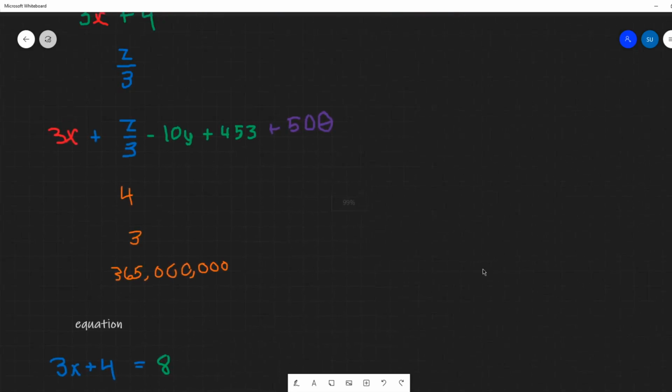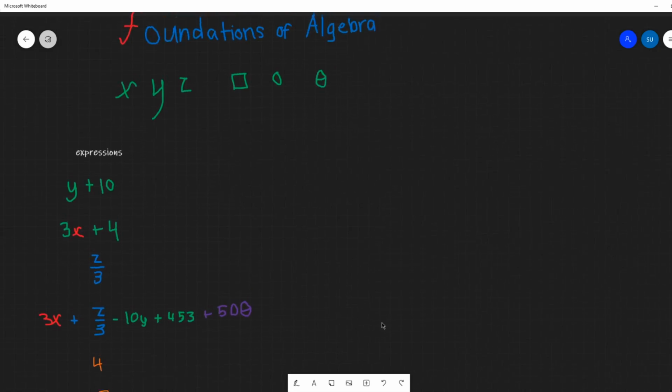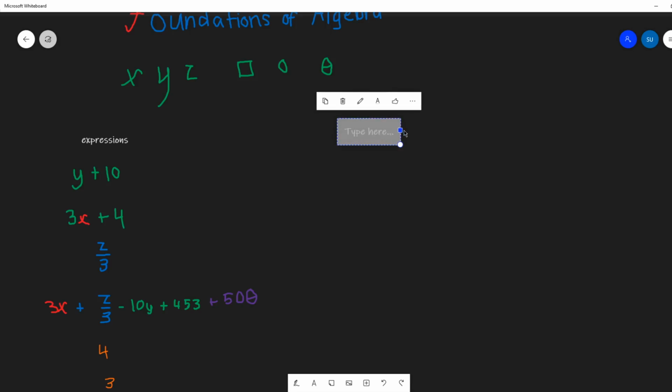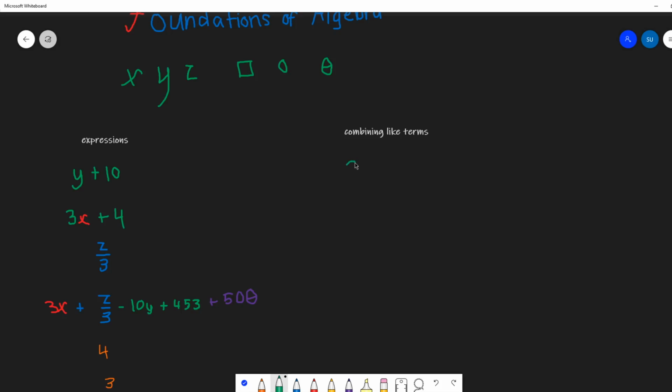Another foundational concept in algebra is combining like terms. Really, you do this all the time when you're adding and subtracting numbers. Say you had something like 3 plus 4. This is essentially combining like terms. These are two individual numbers that you are adding to get a sum, so equals 7. What you essentially just did was combine like terms.